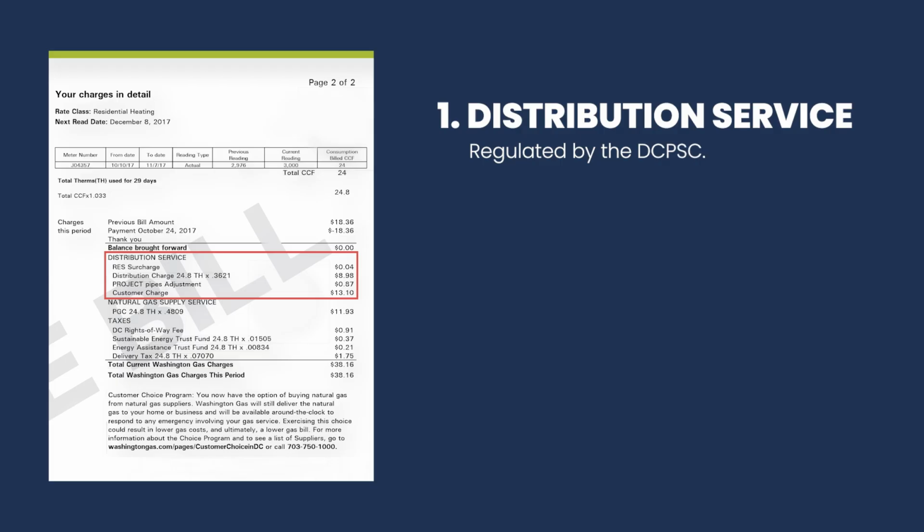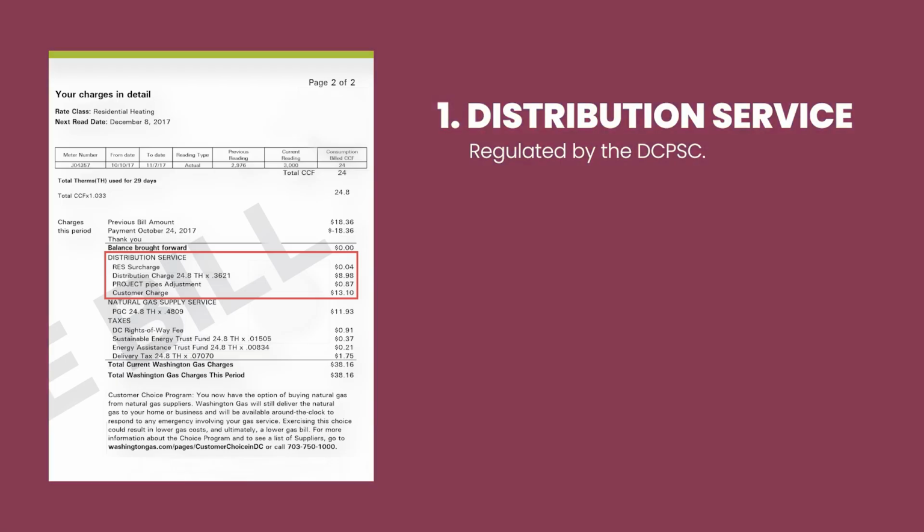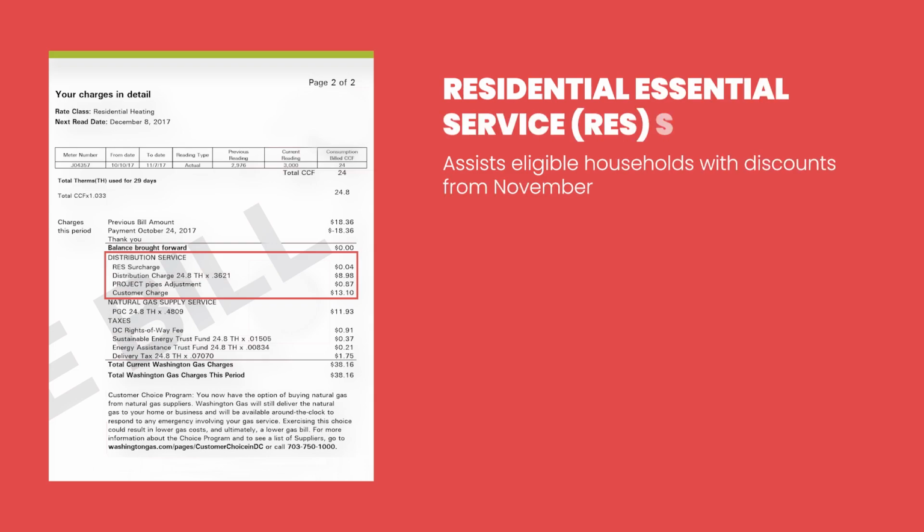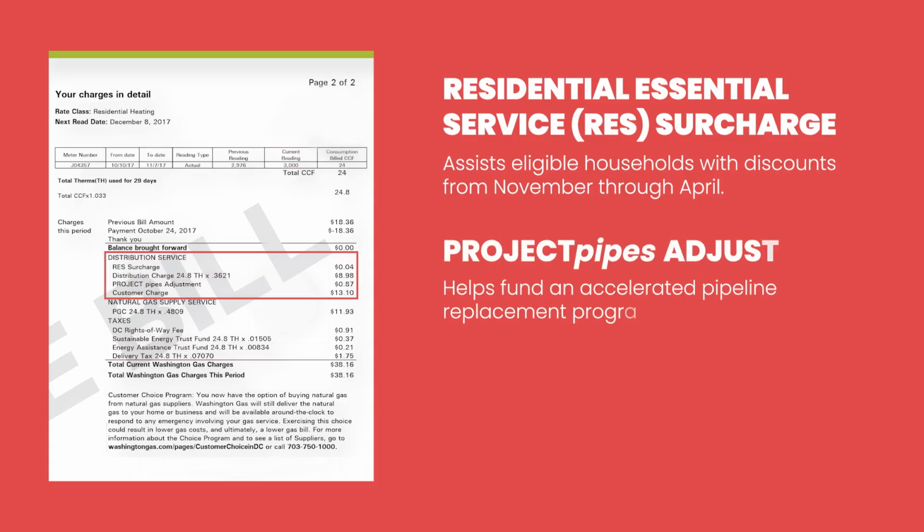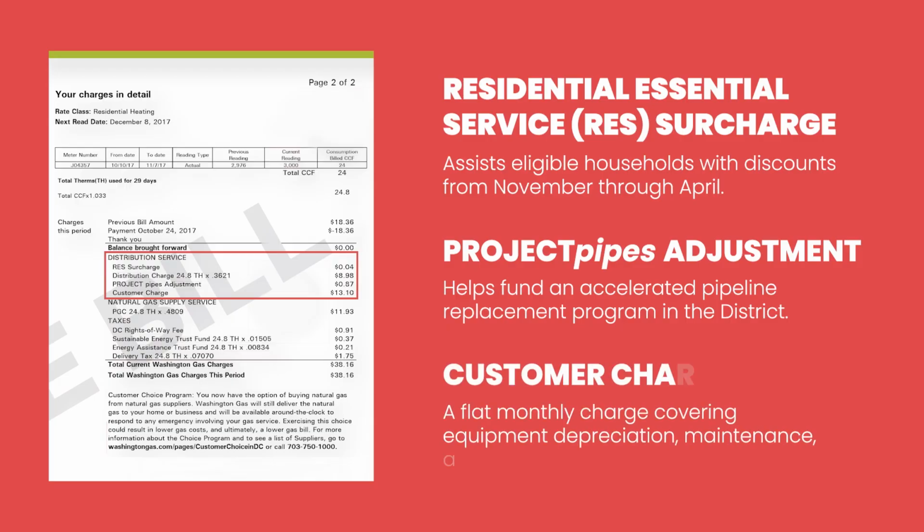Under distribution, there are various charges that benefit district residents. Residential Essential Service Surcharge assists eligible households with discounts from November through April. The Project Pipes Adjustment helps fund an accelerated pipeline replacement program in the district. The Customer Charge is a flat monthly charge covering equipment depreciation, maintenance, and meter reading.